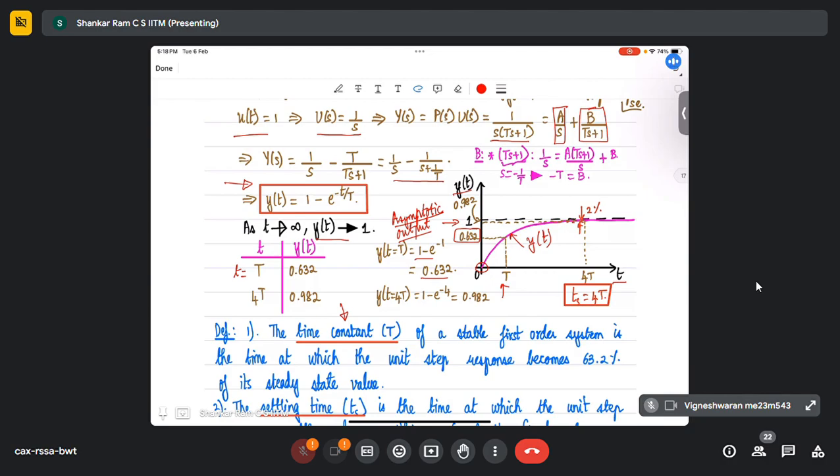So the parameter time constant of the system is a definition for a stable first order system. And it is defined as the time at which the unit step response becomes 63.2% of the final steady state value. Okay, so that is what is defined as a time constant. So I hope the definition of the parameter time constant is clear. Once again, this is a definition, right?